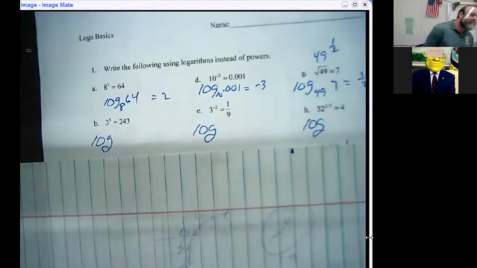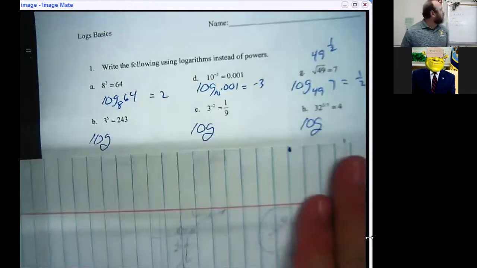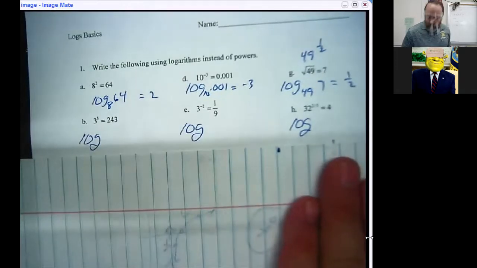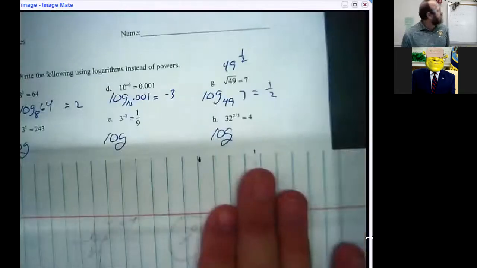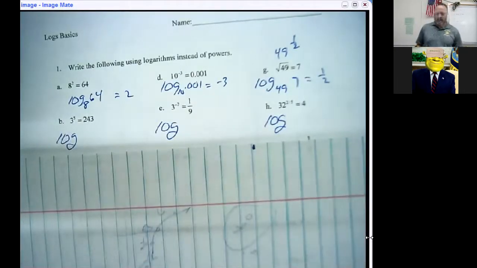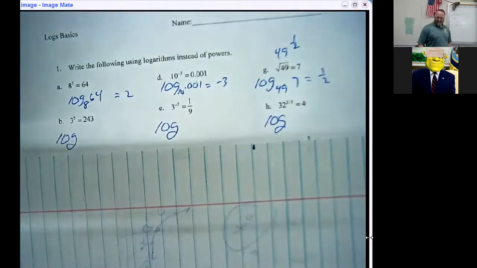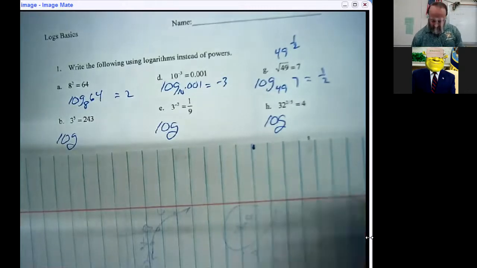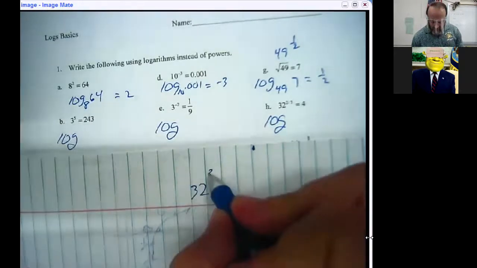What's that? Oh, that's 32 to the 1/5 is 4. No, excuse me, that is not true. That's 32 to the 2/5 is 4. Now, wait a minute. Does that make sense? That 32 to the 2/5 is 4? Can you guys break that down for me? Why is that true? Why am I telling you this?